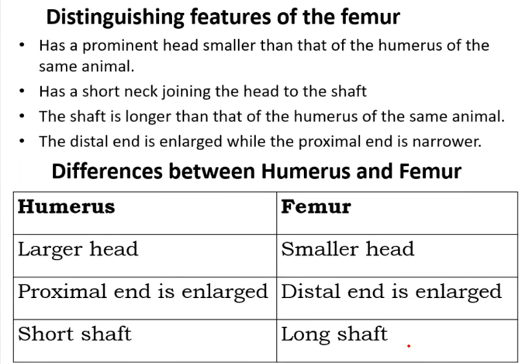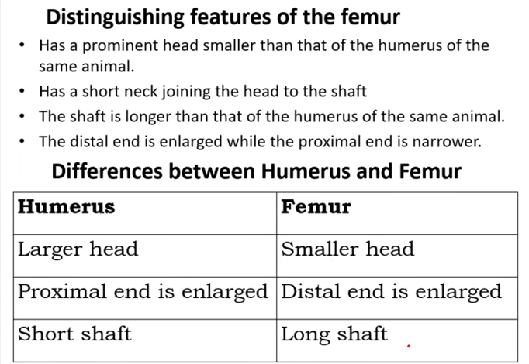Distinguishing features of the femur we've talked about: a prominent head which is smaller than that of the humerus of the same animal, then a short neck joining the head to the shaft, then the shaft is longer than that of the humerus of the same animal, then the distal end or lower end is enlarged while the proximal end is narrower.